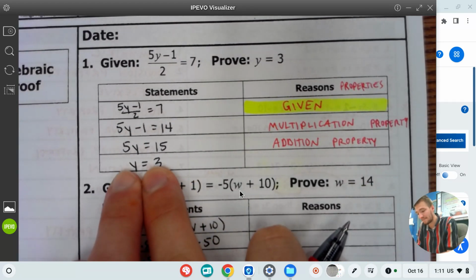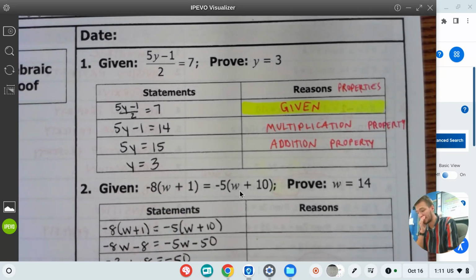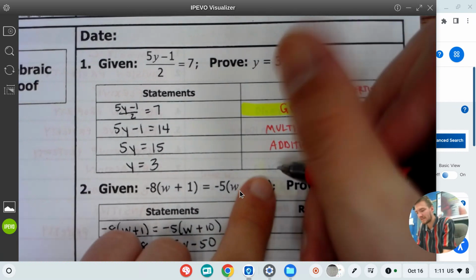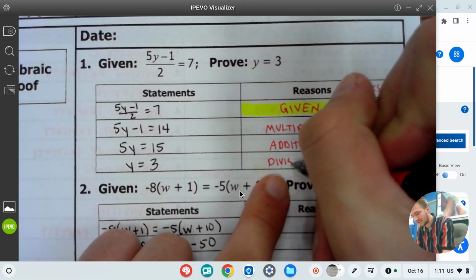And the last one, and pretty much the way you finish every single question, how do you finish it off? How do you move that 5? Finish with division. Nice job.